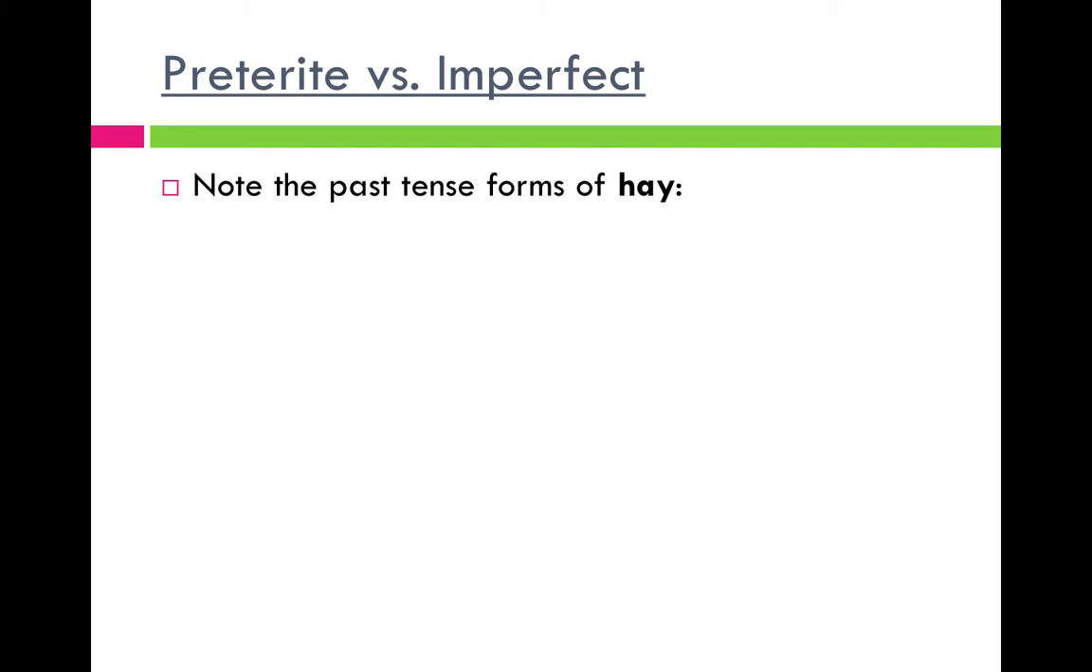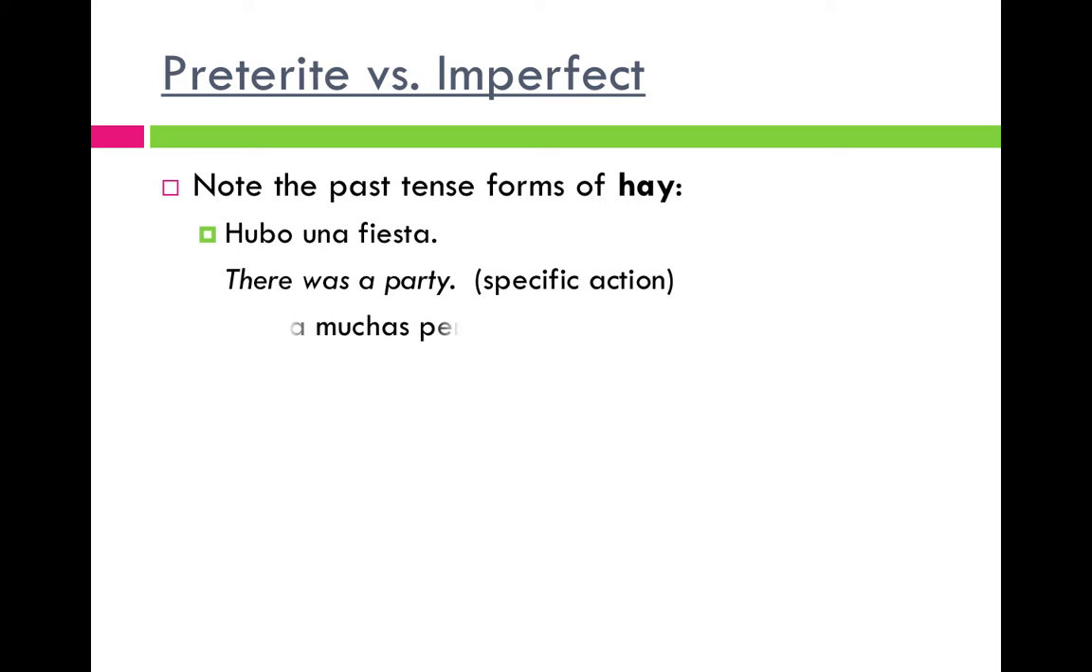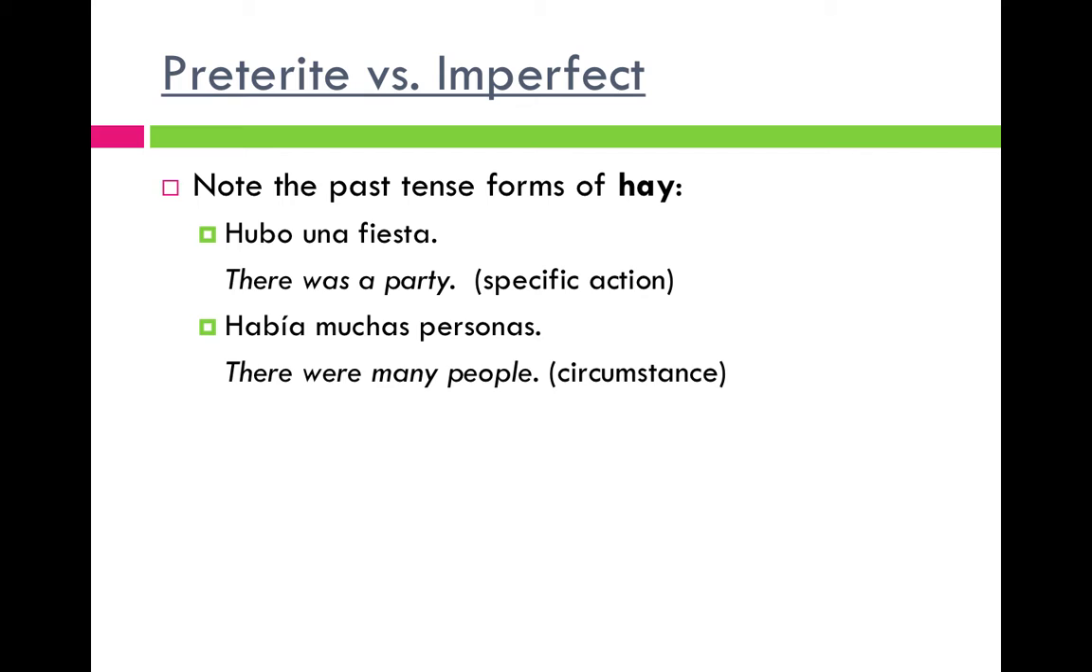Note, the past tense form of hay is now going to be hubo. Hubo una fiesta. And remember, hubo does not get conjugated. It's just going to be used in the past tense. Hubo. There was a party. Había muchas personas. There were many people. So now había is going to be with an i with an accent, because it's plural. Hubo is singular, había is plural.